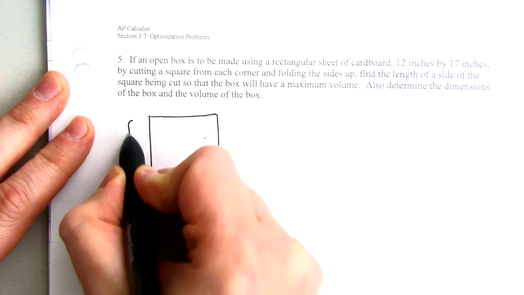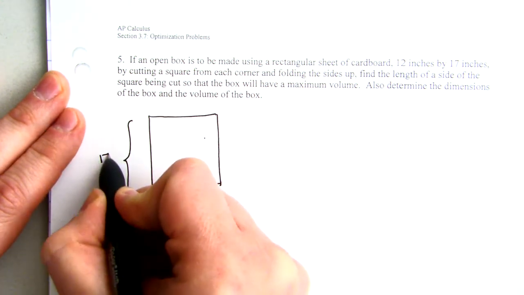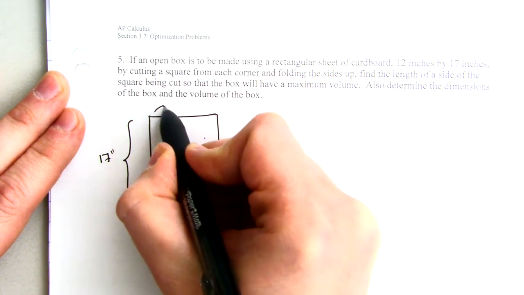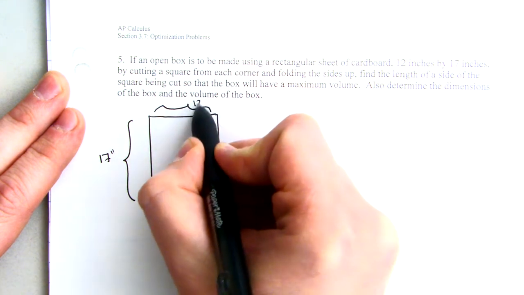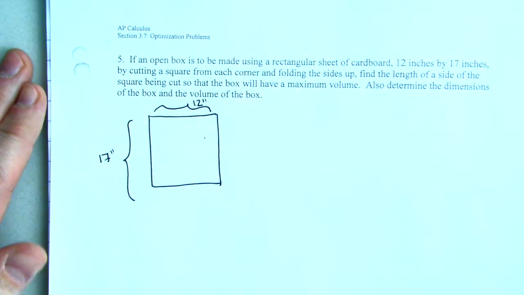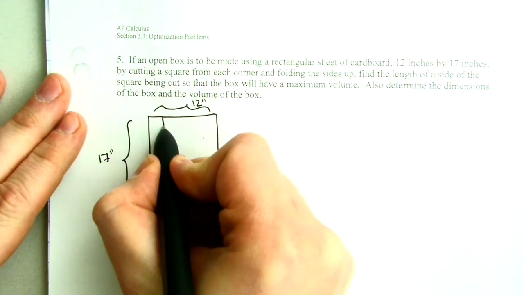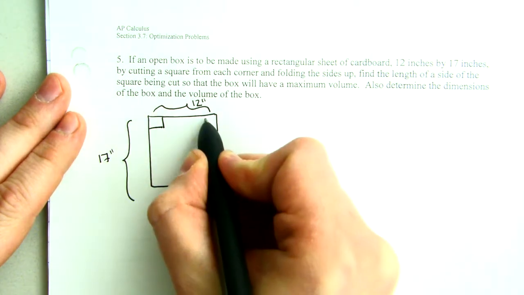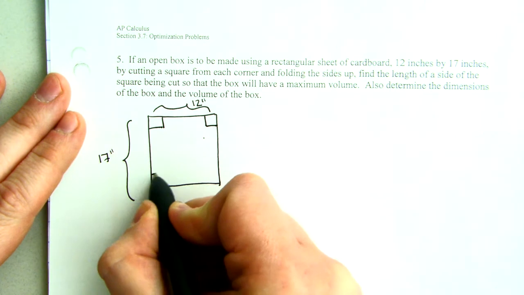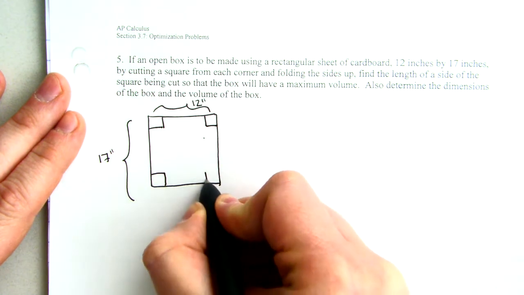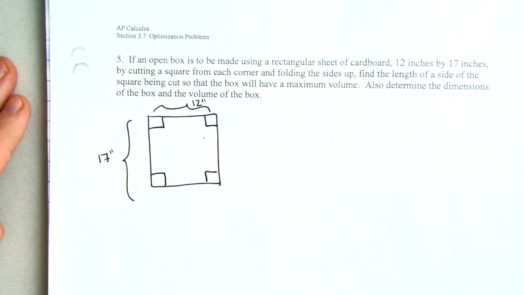And this is 17 inches by 12 inches. I want to cut squares from each corner, fold up the sides, and it's going to give me a box. Okay, well, there's one, there's another, there's another, there's another. Can you picture what this is going to look like?